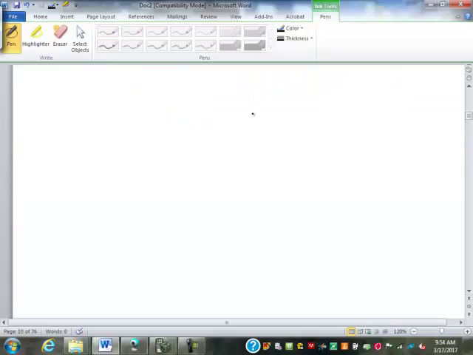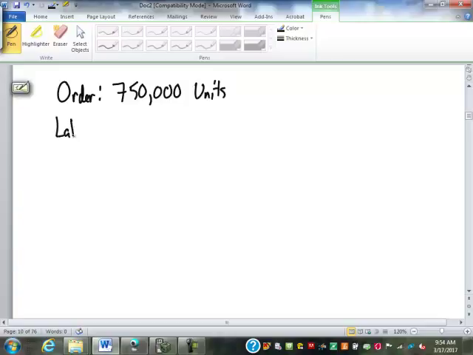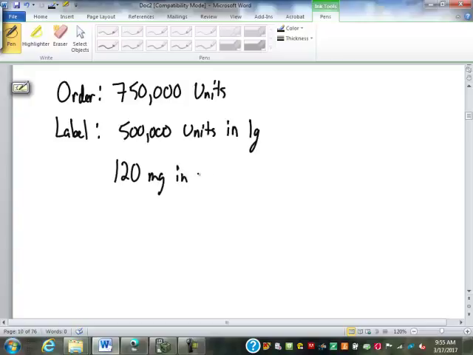Now we've been doing those 2-level problems. Let's take a look at one of those here quick. So let's say the doctor orders 750,000 units of a medication to be administered. The label, 500,000 units in 1 gram, and 120 milligrams in 1 milliliter, or per milliliter if you wanted to list it that way.